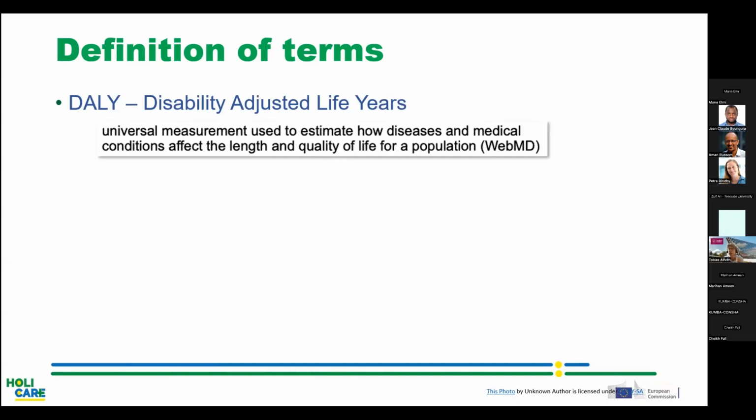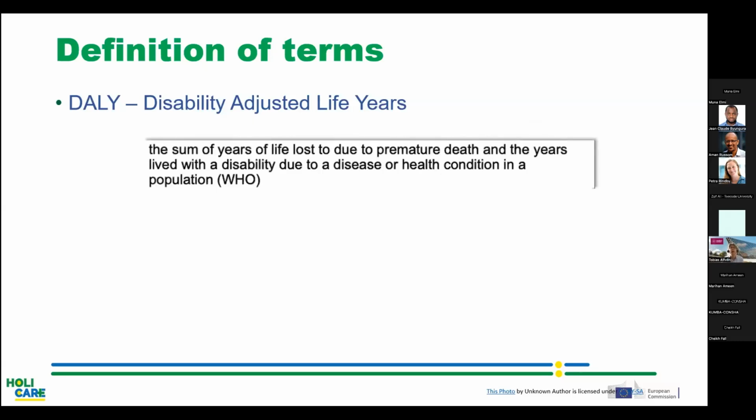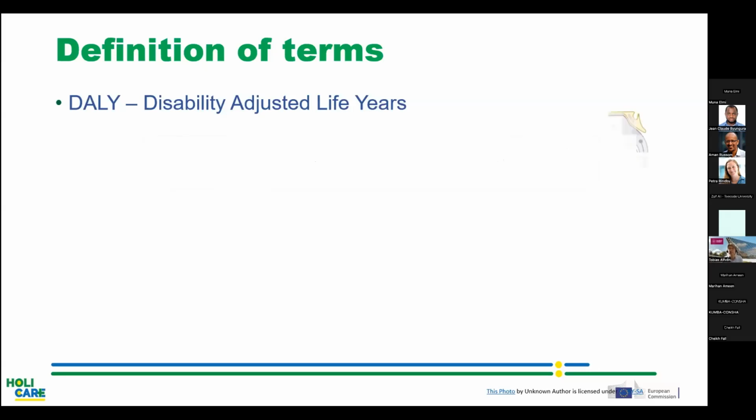Otherwise, as we saw during the COVID-19 pandemic, we almost only focused on the dead. And there you count a 95-year-old as much as someone who's 20. When you use the concept of DALY, someone who dies young is counted as a bigger loss of DALY than someone who's old. And also morbidity when you're ill is counted. So the sum of years of life lost due to premature death and the years lived with the disability due to disease or health condition in a population. That's DALYs instead of just calculating deaths.